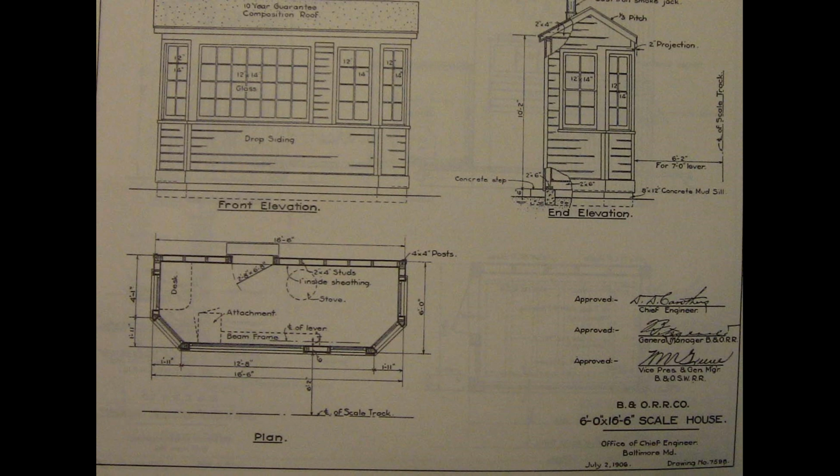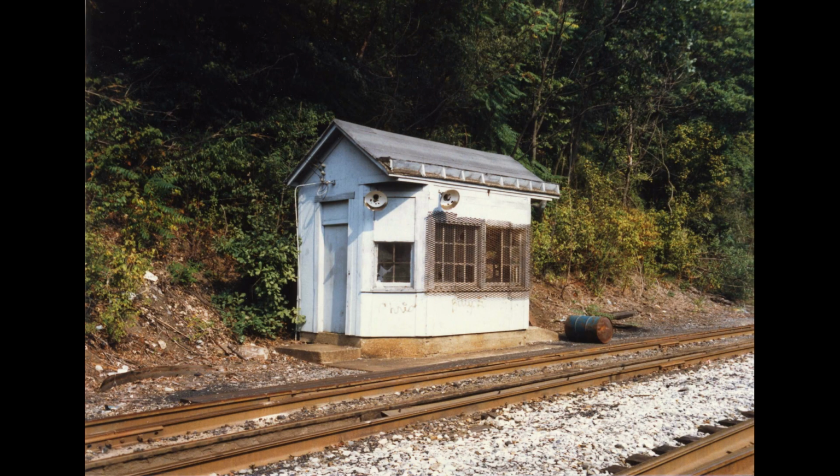Here's another scale house. Now this is similar to the one that I'm going to have to build for my railroad, and I'll probably do a couple, two or three little shows on just how I'm building this. These are pictures of the scale house as it was in Grafton, West Virginia, and it's been changed. You can see where some of the windows were changed and blotted out, and things happen.